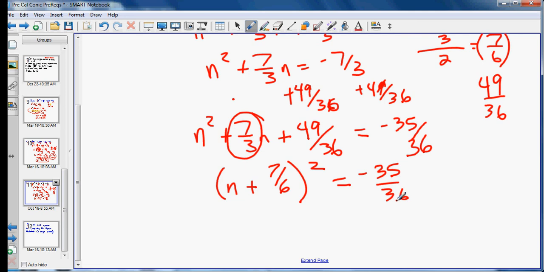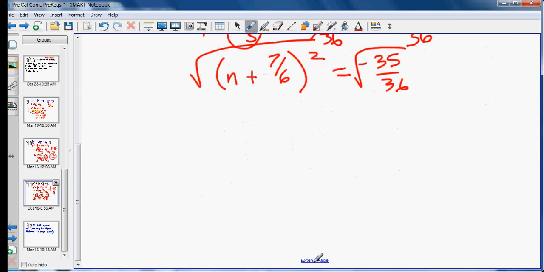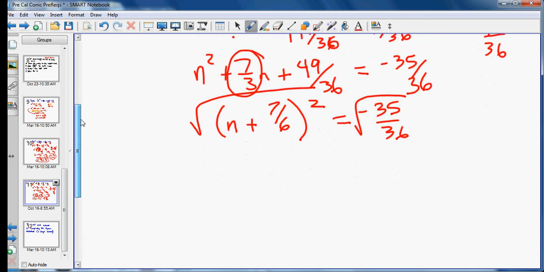Take the square root here. It's the square root of a negative. So we're going to have to deal with imaginary numbers here. Imaginary numbers. I know, so much fun. So on the left side, the square root and the square just cancel each other out, leaving us n plus 7/6.